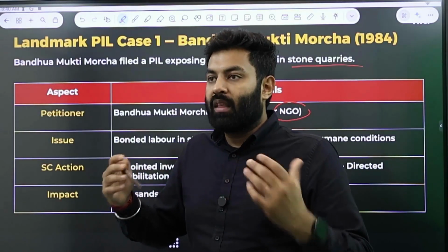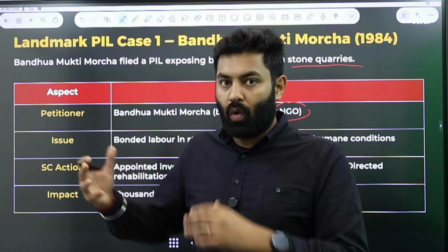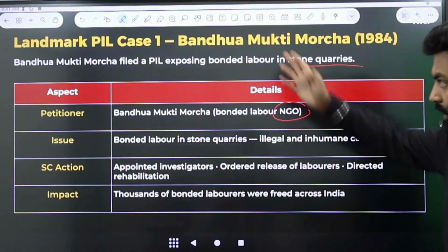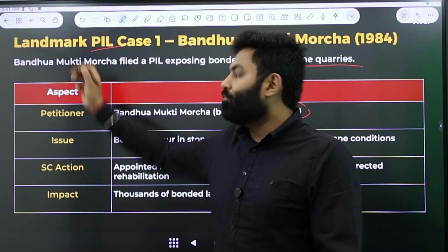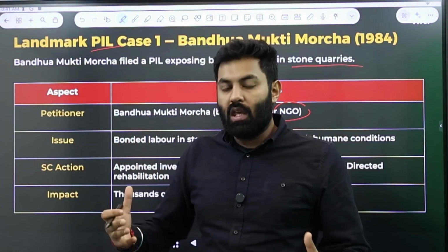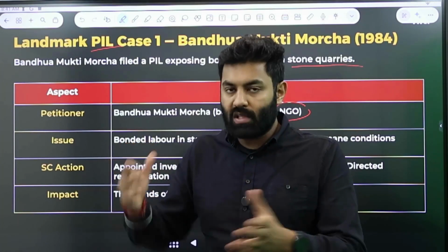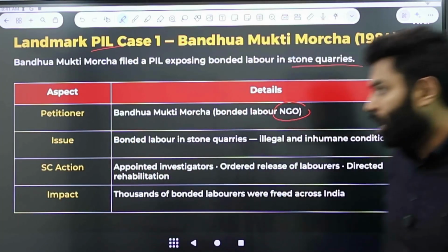They themselves do not need to go to the court. An NGO can file for them. That is what the initial structure of PIL was: the victim is not needed to be in the court. Someone else can file for it, right?